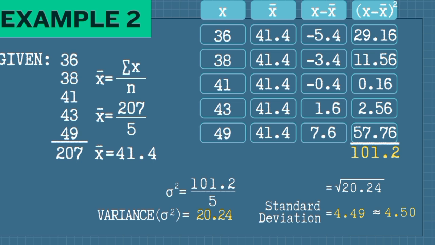So, 36 minus 41.4 is negative 5.4, which will be squared. In the squared row, the sum is 101.2. So 101.2 divided by 5 will be the variance, which is 20.24. To get the standard deviation, you must take the square root of the variance. So the standard deviation will be 4.49, which, if rounded, will be 4.50.